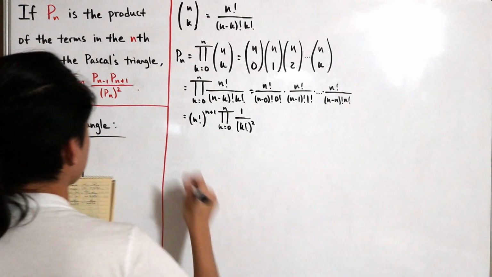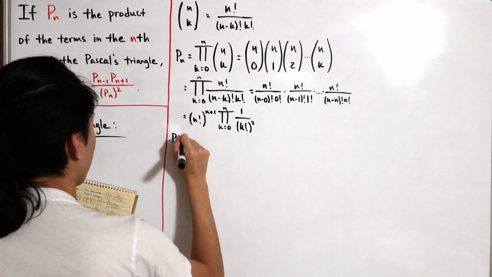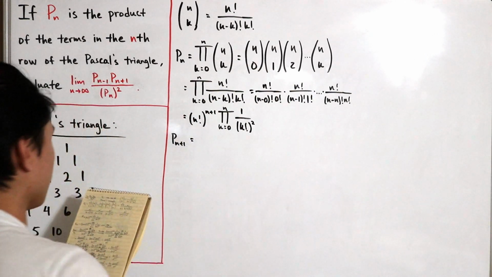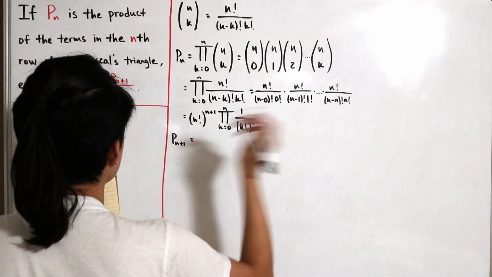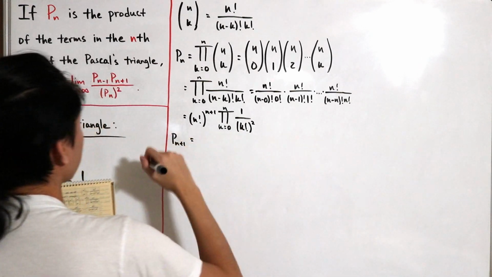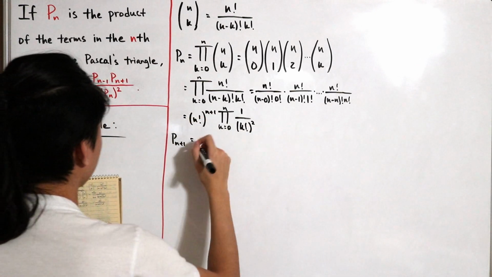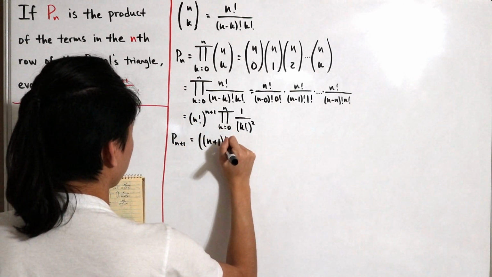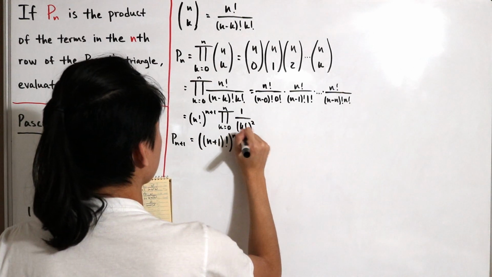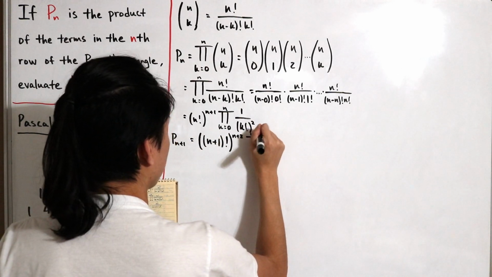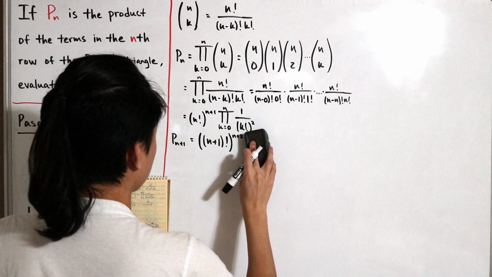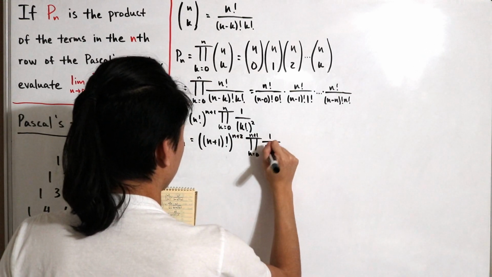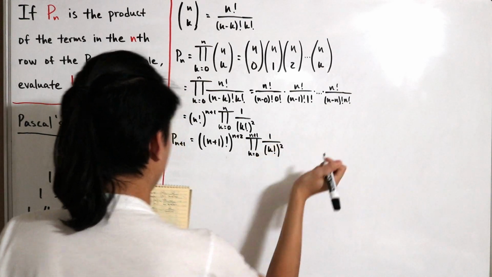Now the next part is p sub n plus 1. What is that? You can use induction to show this, but I said that I was going to skip that step, so you can verify this yourself if you want to. When you plug n plus 1 back into the generalization, we have that this is just (n plus 1) factorial to the power n plus 1, times the product over k equal to 0 of 1 divided by k factorial squared.